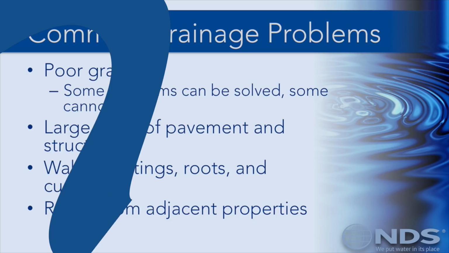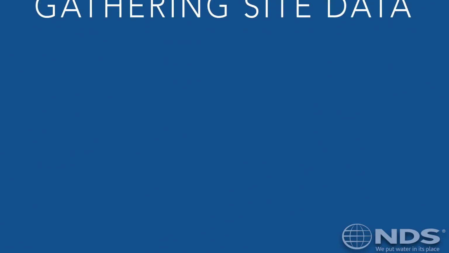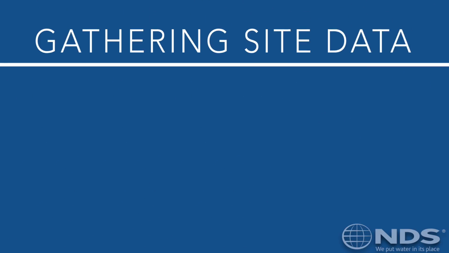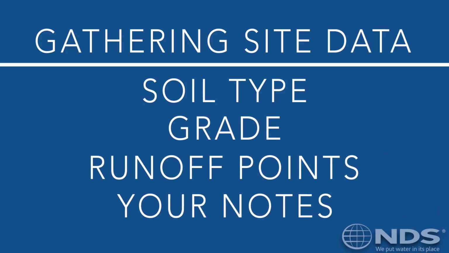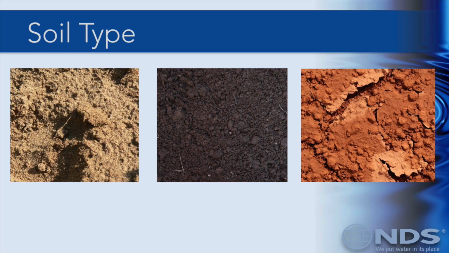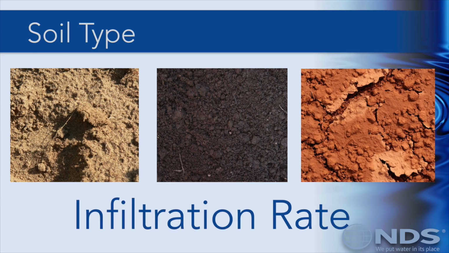In order to design the system, you'll need several pieces of information about the site, including soil type, grade, runoff points, and your notes about specific problem areas. One of the most important considerations is the soil type, because different soil types have different infiltration rates. The infiltration rate is how quickly water can be absorbed before it begins to run off.